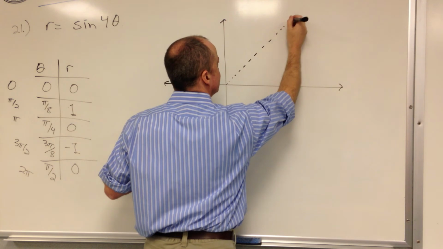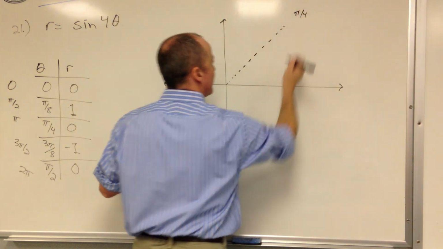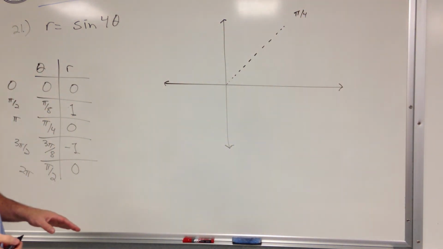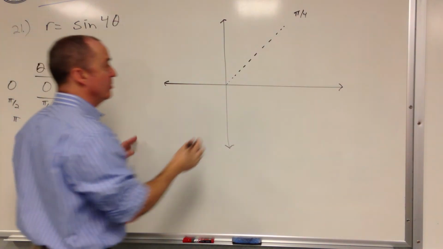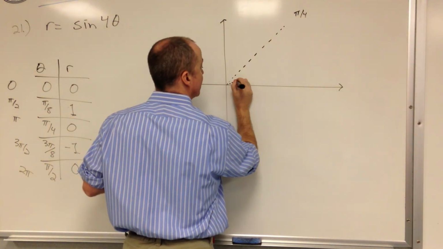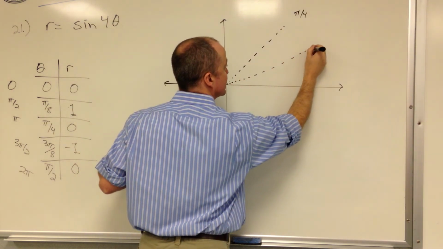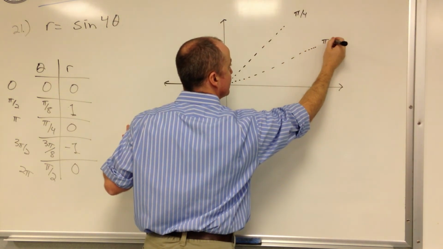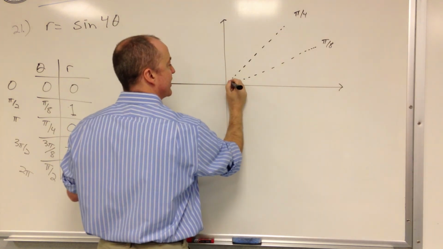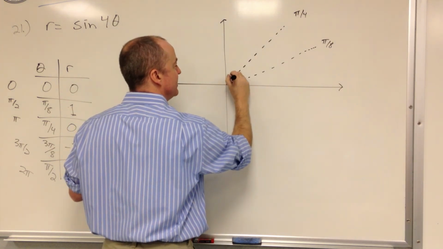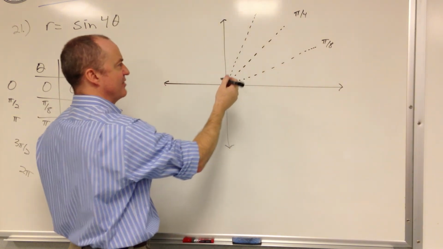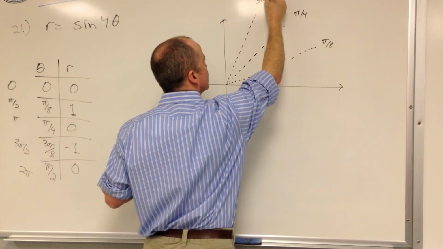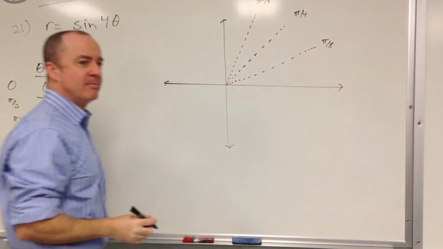So here's my pi over 4. I'm doing that first because it's easiest to draw. Now, you will have polar graph paper for the test, and I hope you guys are printing it at home. But if I cut that in half, I know that's 22.5, but I'm just going to label it as pi over 8. And if I go halfway between 45 and 90, I know that is my 67.5 or so, so I'm just going to label it 3 pi over 8.